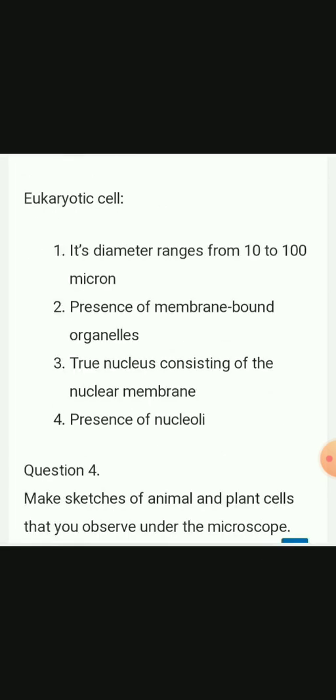Okay, next, eukaryotic cell. Its diameter ranges from 10 to 100 micron. Presence of membrane bound organelles. The true nucleus consisting of nuclear membrane. Presence of nucleoli. Okay children. Next, question number 4. Make sketches of animal and plant cells that you observe under the microscope.